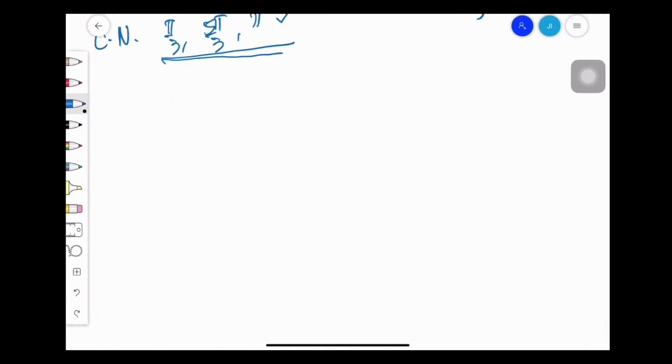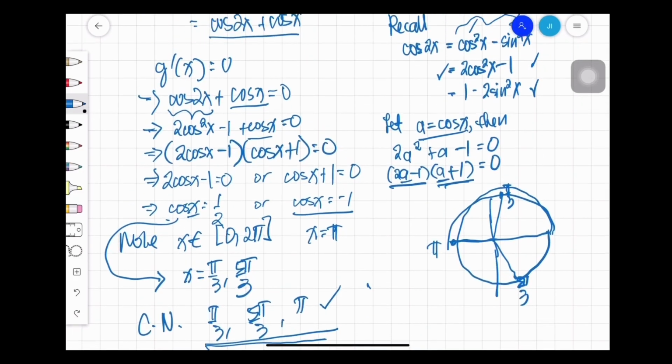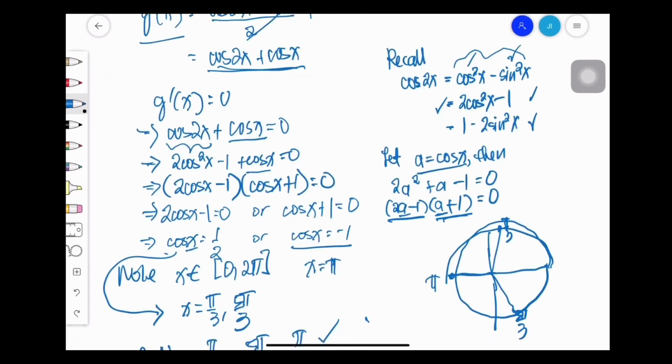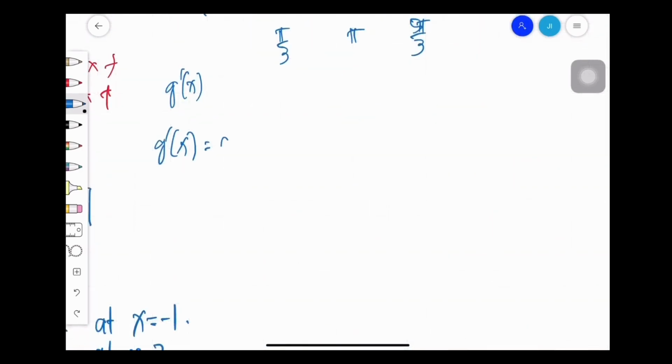Okay, as before, to create our sign table, we need to line up our critical numbers in increasing order. So we have pi over 3, then next is pi, next is 5 pi over 3. Okay, and we put our g prime of x here, and take note that g prime of x, as we have obtained a while ago, is cosine 2x plus cosine of x.